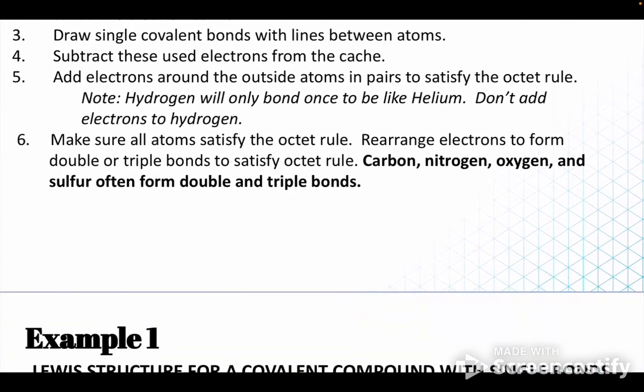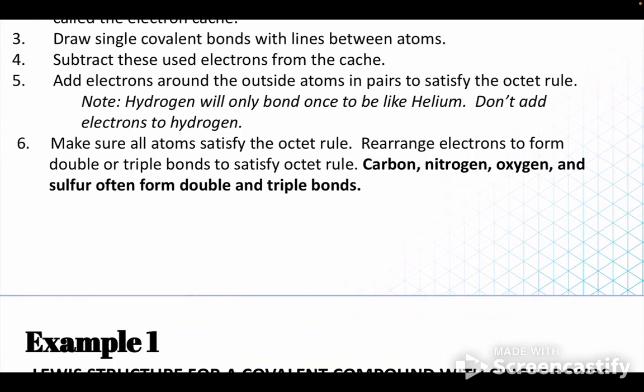Then you want to draw single covalent bonds and use lines to represent every 2 electrons. Then you subtract those from the total electrons you had. Then you're going to add the remaining electrons to the outside atoms, not to the central atom, unless you have enough. And then lastly, you'll look at the octet rule, and rearrange electrons if needed, forming double and triple bonds.